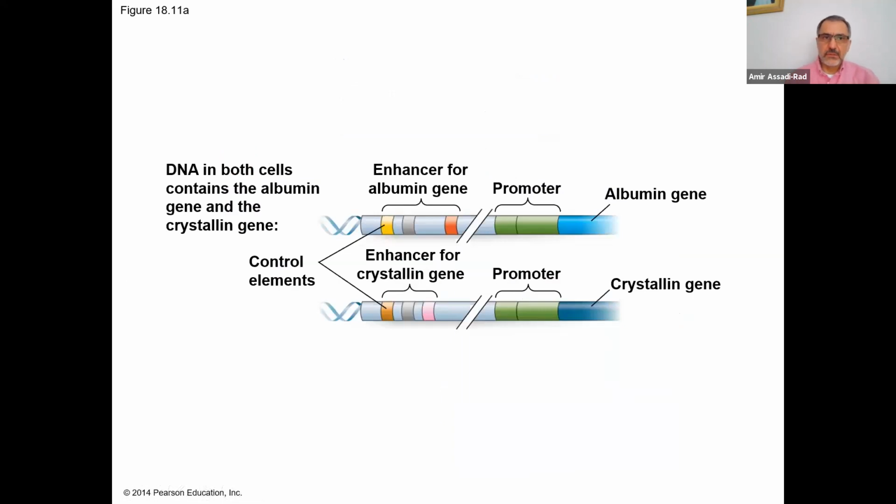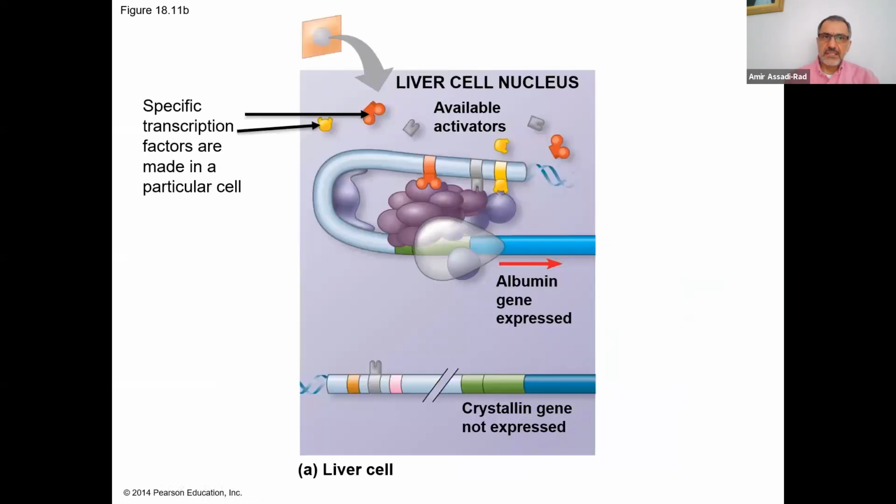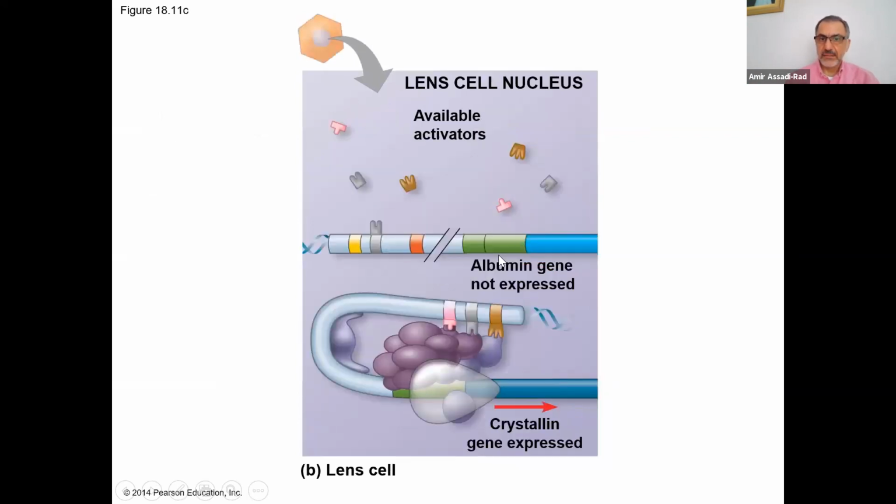Here they are, comparing the two. Here is the liver cells. The crystalline gene is not activated in liver cells. They have it, but it's not activated. Why is it not activated? Because of these protein molecules. They can only activate that portion of the DNA which is responsible for albumin. Here is the lens cells right here. These activators will not have any effect on that segment of the DNA. They have effect on the crystalline end of the DNA.